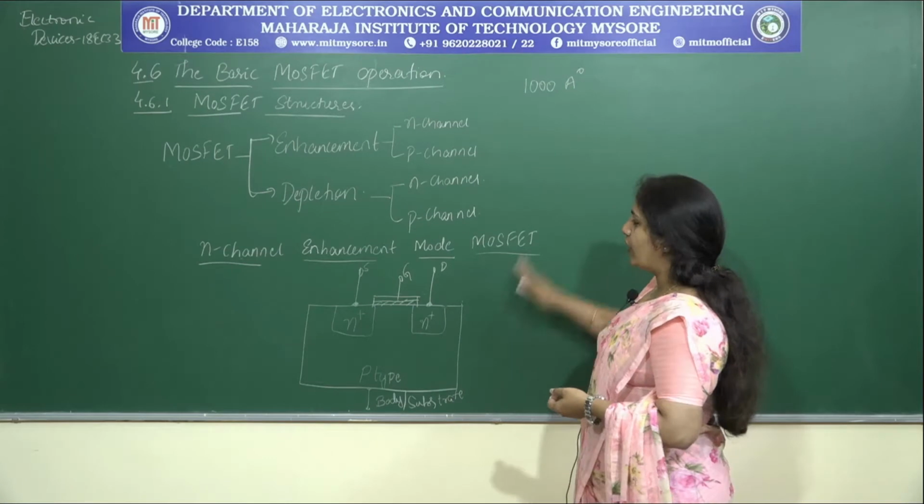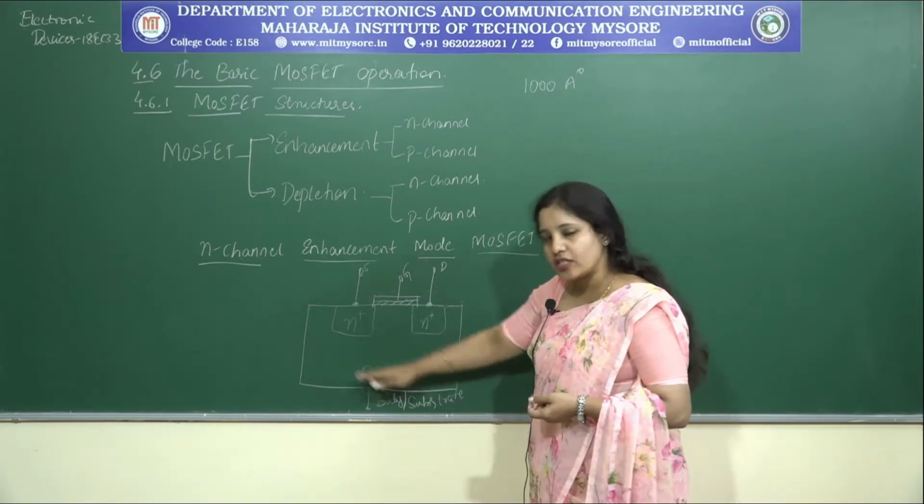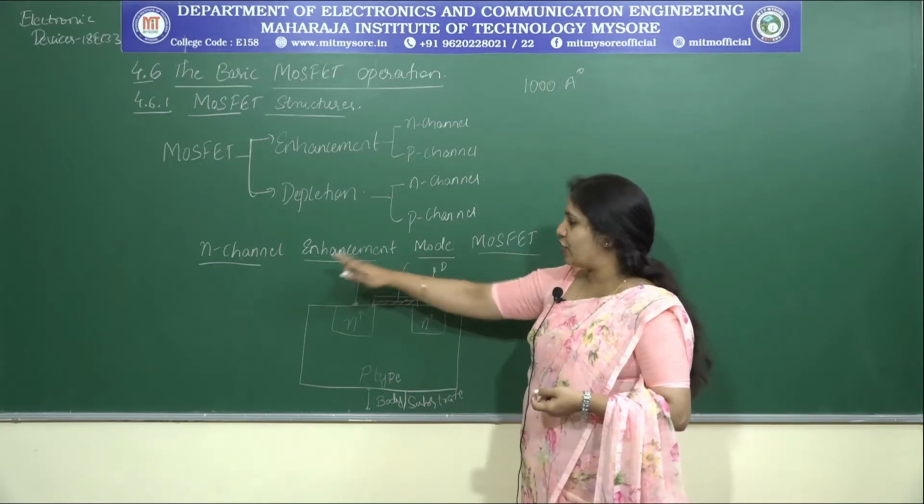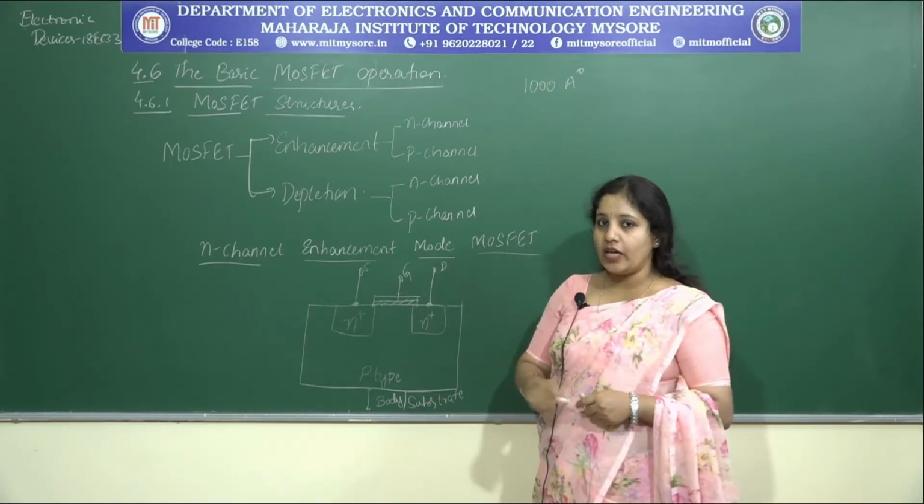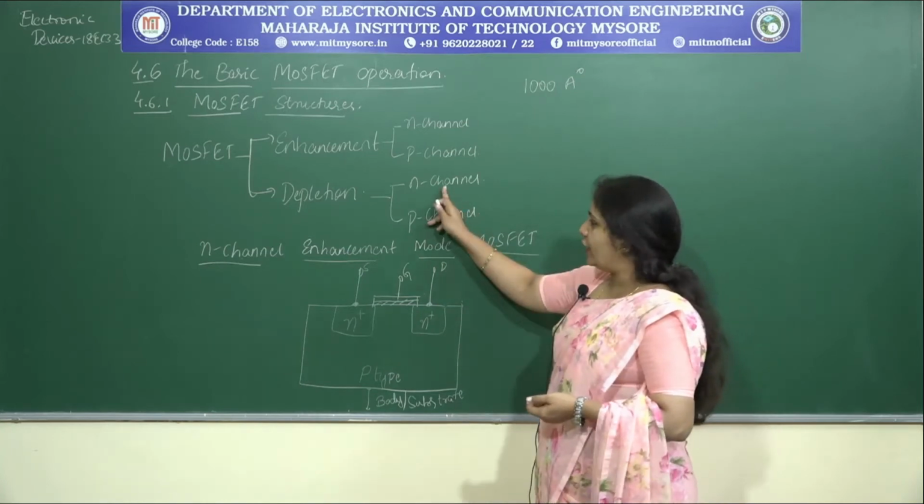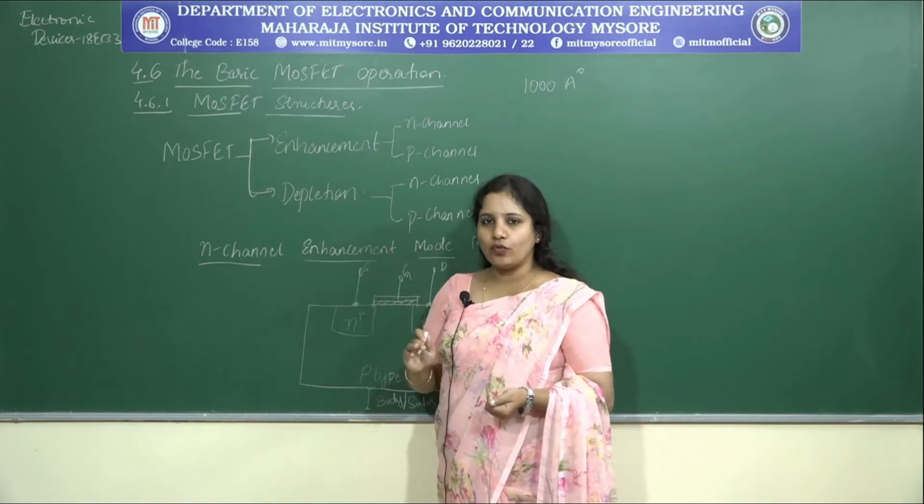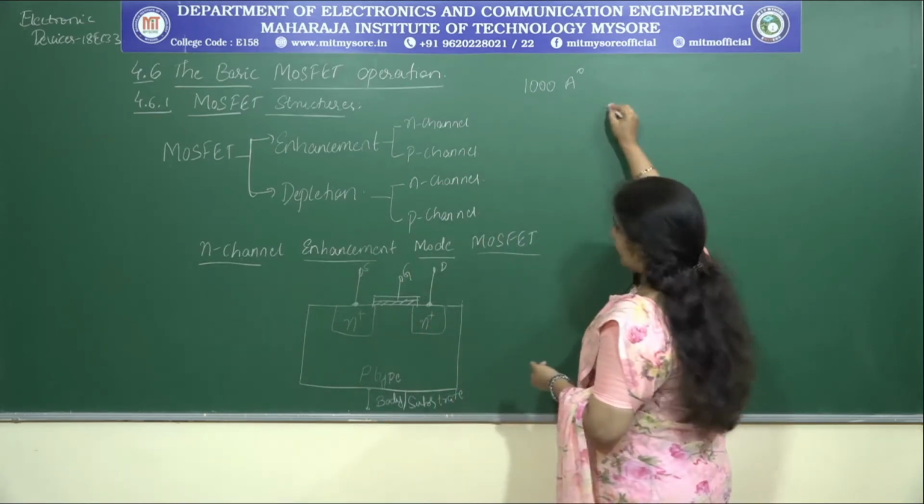Yeah, before going into that, let me try to represent the cross section. What is this called? This is the cross sectional view of the N-channel enhancement mode MOSFET. Now let me try to represent the cross sectional view of the N-channel depletion mode MOSFET. So once we are done with these two, then we'll go for the P channel. Done. So what is it that I am considering?